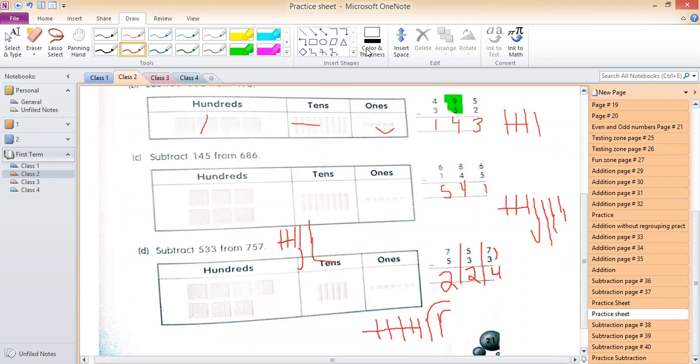So guys, up to here, subtraction without regrouping, everything is clear to you? Yes, sir. That's very good, guys. And just wait for a while.